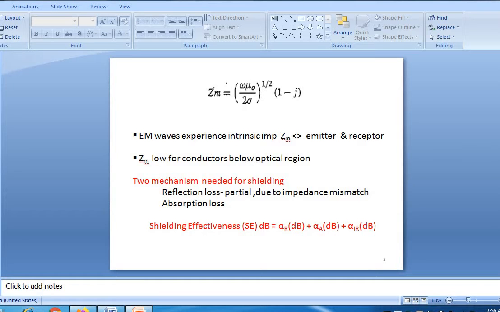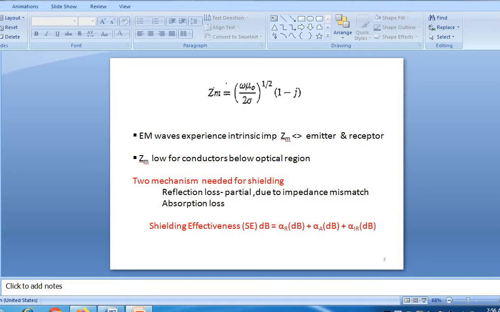Next component is what are the mechanisms needed for shielding. There are two losses occurring: one is reflection loss and the other is absorption loss. How this reflection loss occurs: the electromagnetic energy propagating will be impinging on the shielding material and it experiences some partial loss. Why? Due to the impedance mismatch. The signal is experiencing a different impedance as it reaches the shielding.